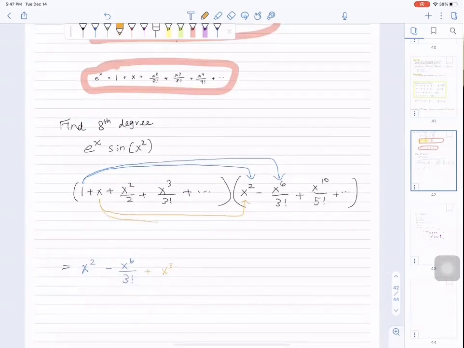Then this x times the next one would give you minus x to the 7th over 3 factorial. The next one would give you x to the 11th. That's going overboard. We don't need that. So stop there for the orange.